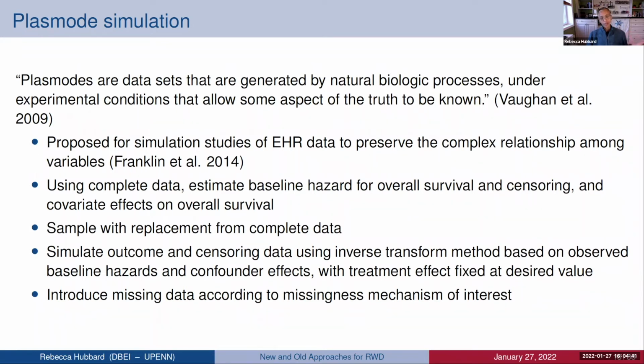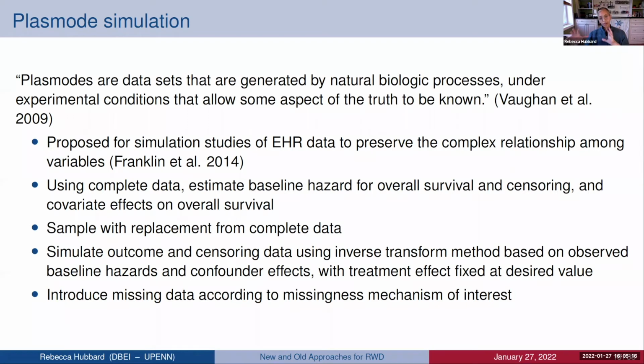So in Plasmode Simulation, instead of simulating each feature from some known distribution, we're going to resample the covariate data from an original real EHR data set, in this case, our Flatiron Health EHR data set. We'll use the complete cases to estimate an outcome distribution. Specifically, we're going to estimate the baseline hazard for overall survival and also the baseline hazard for censoring, along with covariate effects relating each of the features to our outcome.